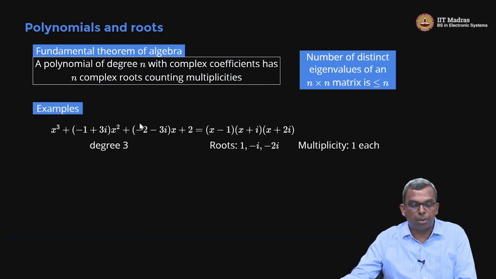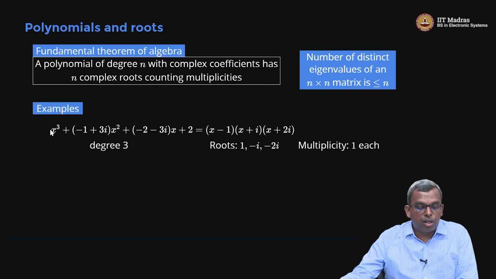So here is an example. Here you have a degree 3 polynomial, and there are some complex coefficients. It turns out it factors as (x minus 1) times (x plus i) times (x plus 2i). So there are three roots here: 1, minus i, and minus 2i. Very easily, if we equate it to 0, each of these factors could be 0, and those are the roots. And the multiplicity is 1 each.